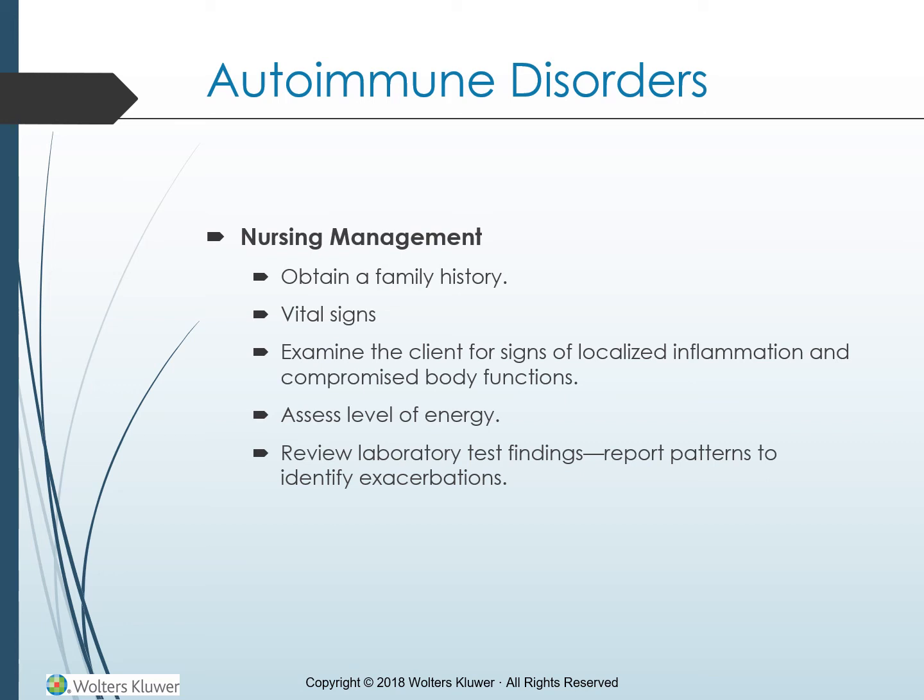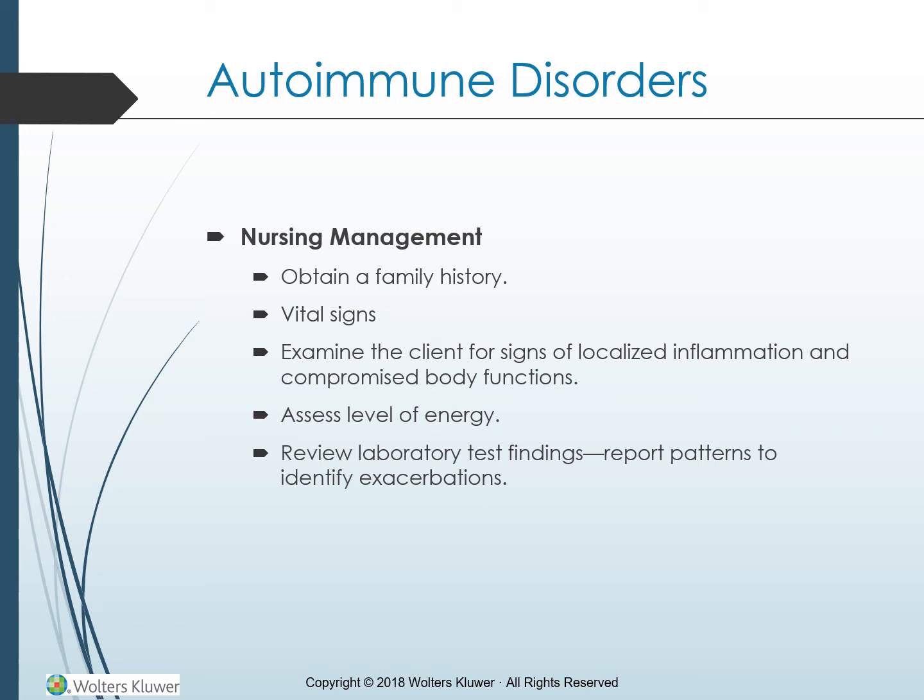Nursing management. Obtain a family history during the initial interview with the client and be alert to information about family members who have had chronic diseases with an inflammatory component that involve cardiac, urinary, neurologic, or connective tissues. During acute exacerbations, the client is quite ill. Note elevated vital signs, a finding that suggests an infectious or inflammatory process.